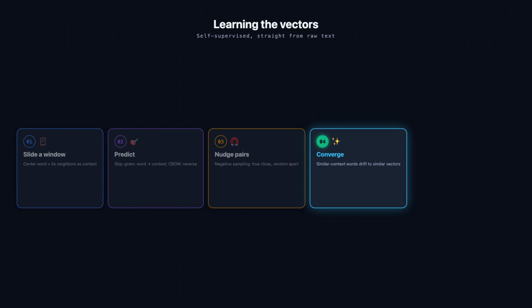Repeat that across a whole corpus and something quiet but remarkable happens. Words that keep showing up in similar contexts drift towards similar vectors. Meaning is never programmed in. It simply emerges from the statistics of which words hang out together.